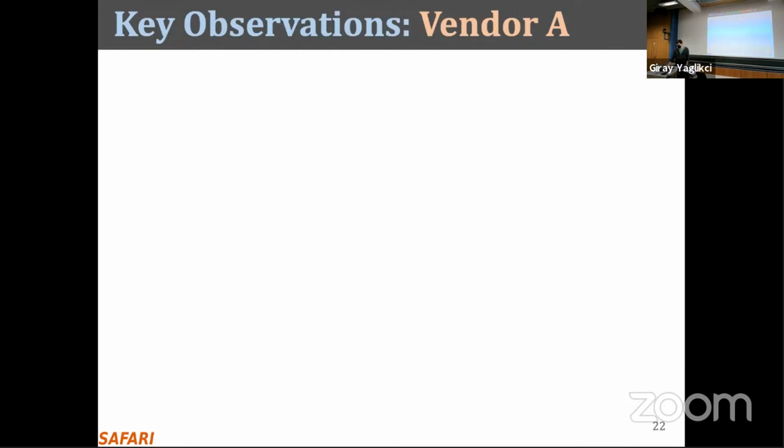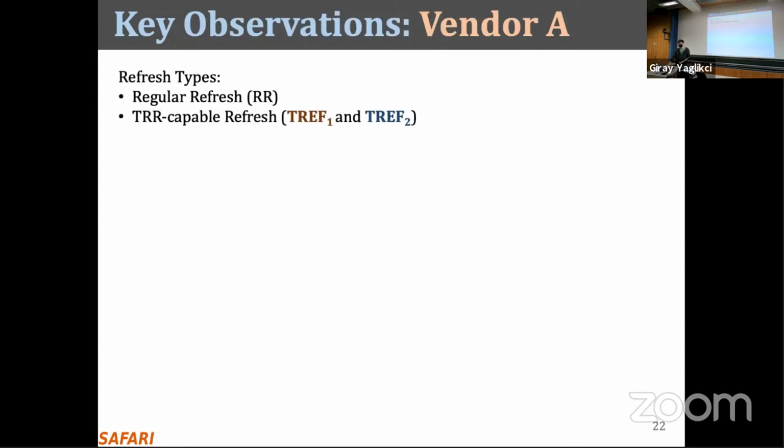Okay, so let's look one by one at the key observations we make regarding each vendor's TR implementation. In this talk, I will omit the details about how we use UTR to make these observations, but these are in the paper. Also, I will talk about one particular TR mechanism from each vendor, but we found small differences in the TR mechanisms of modules manufactured at different times by the same vendor.